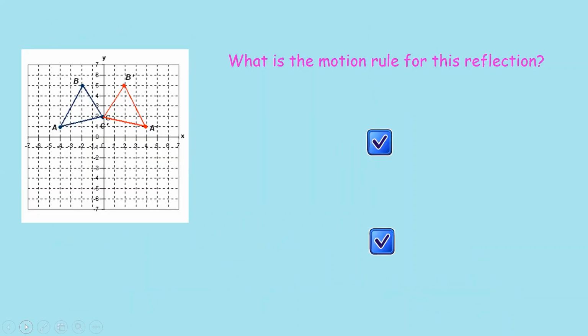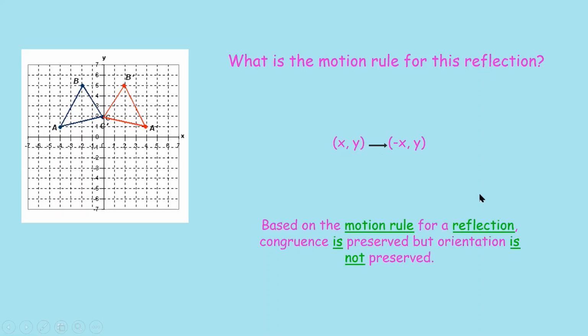What would be the motion rule for this reflection? Well, remember that when you reflect something, the point of reflection remains the same. The one that's going to change is the other coordinate. So in this case, X is going to change. So you would say that X and Y original will transform to the opposite of X and Y. Based on the motion rule for a reflection, congruency is preserved, but orientation is not preserved.